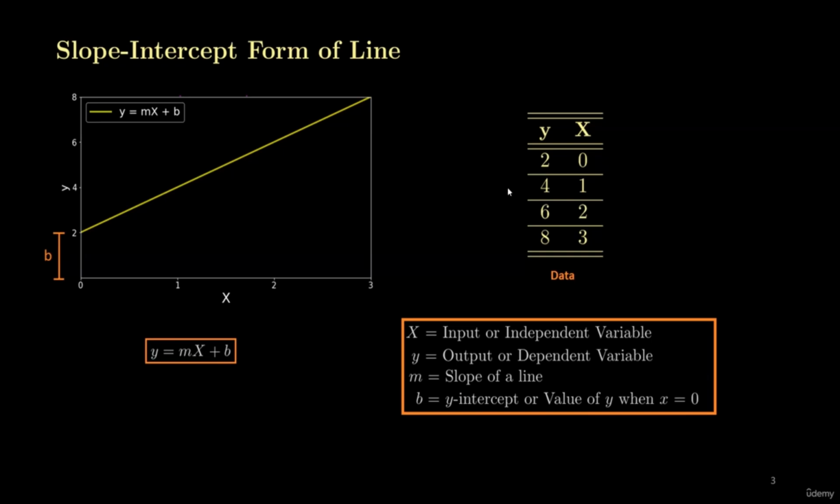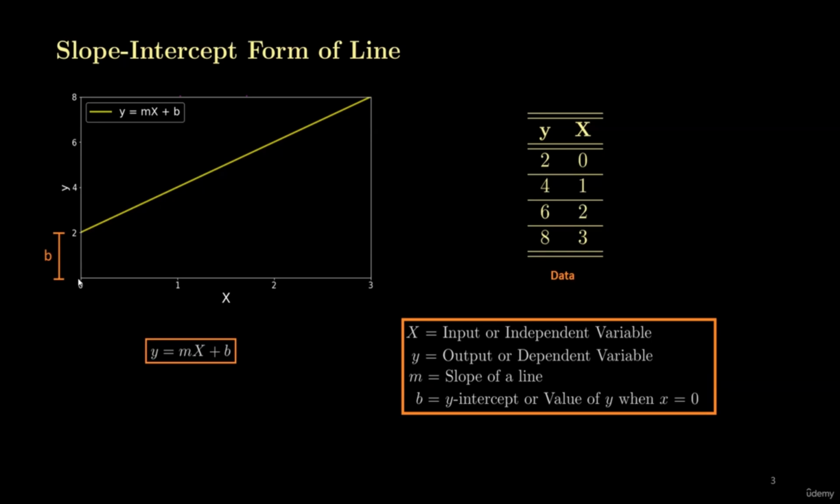Now this is my data set. This data set is very simple as it has only 4 samples, 1, 2, 3, and 4. It has 2 variables, x and y. The x variable is called the input variable or independent variable, whereas the y variable is called the output or dependent variable. If I want to plot a straight line from these 2 variables, I can easily do that.